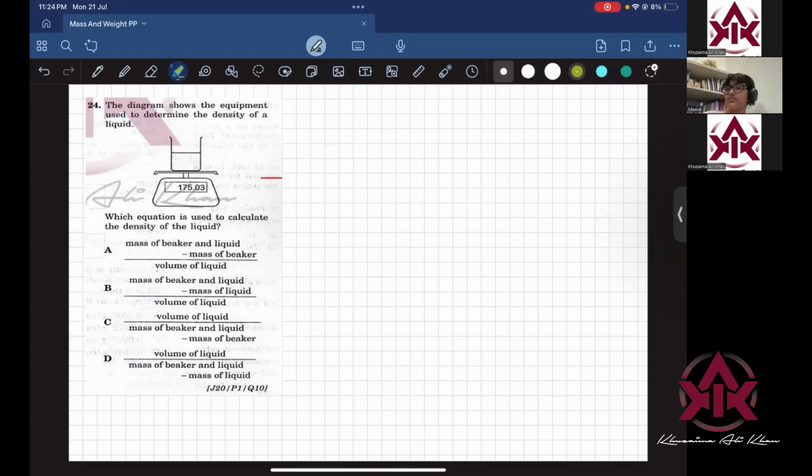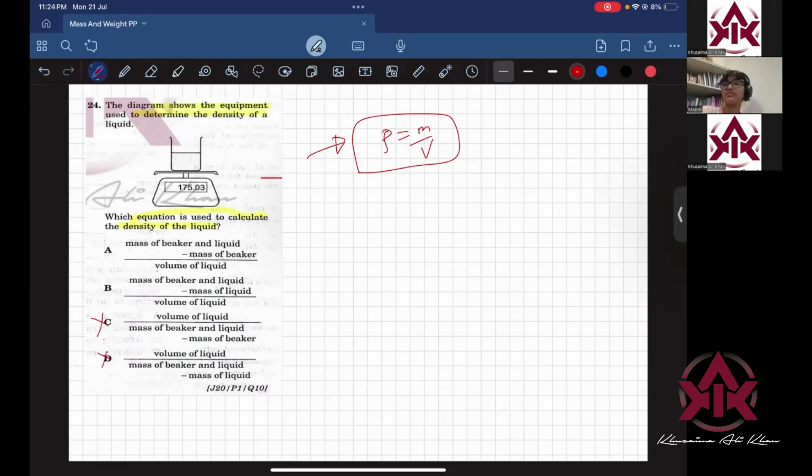What is question number 24 saying over here? The diagram shows the equipment used to measure the density of an object. Which equation is used to calculate the density of the liquid? What is the formula of density, Maeve? I got A. Right, it's mass upon volume. So anything which is stating volume upon mass is incorrect. So this is incorrect. Either your answer is option number A or B.